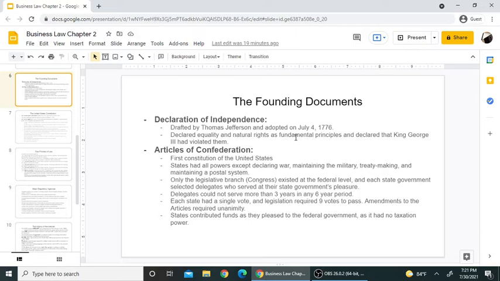But also with the Articles of Confederation, there was no taxation power for the federal government, so the states had to basically voluntarily contribute funds. What this meant is that the federal government was very dependent on the states. So even if it had the willpower to do something, if the states didn't want to do it, there really wasn't a whole lot that the federal government could do.